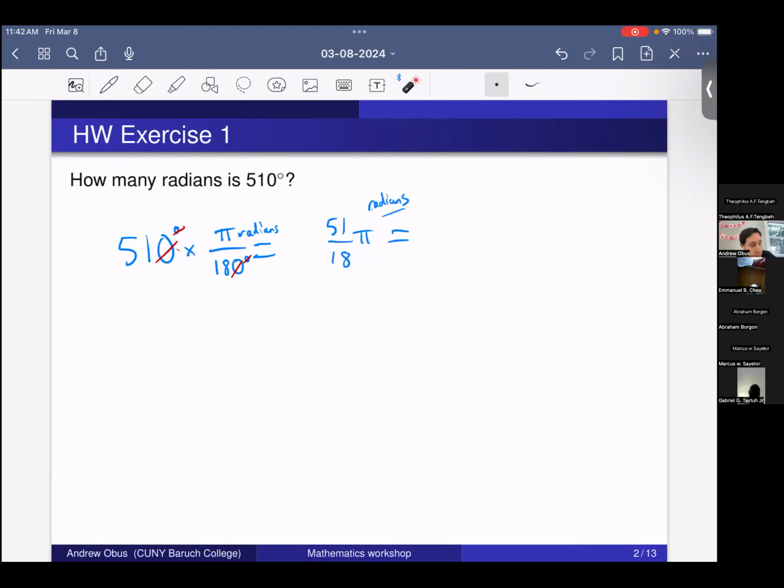3, yes. So 3 will work, right? If we divide this all by 3, we're going to get 17 over 6. So that's right. This is the number of radians. So this is straightforward. To convert degrees to radians, you're always just multiplying by pi over 180. This will let you convert any number of degrees that you want into radians. And that works nicely.